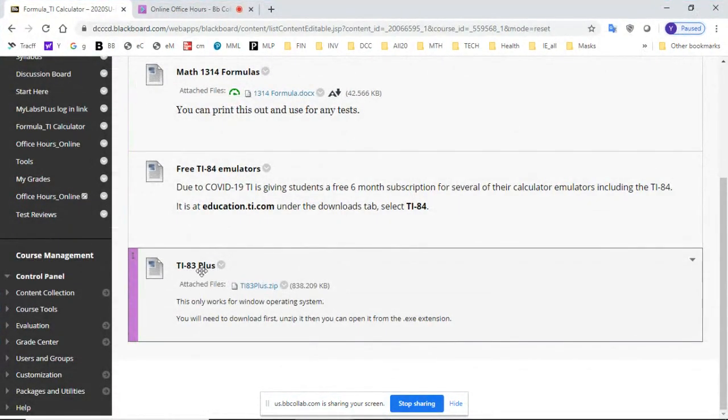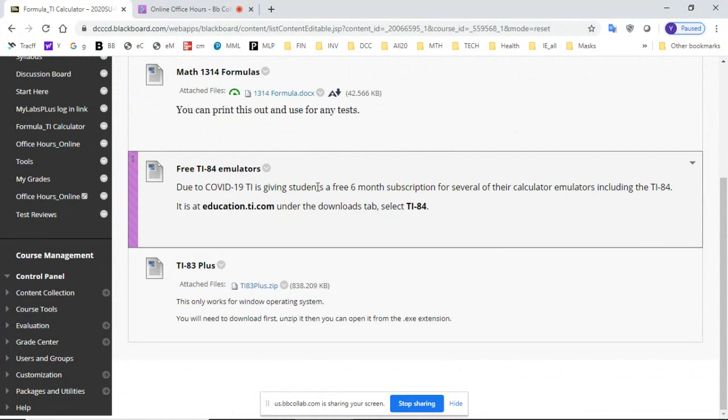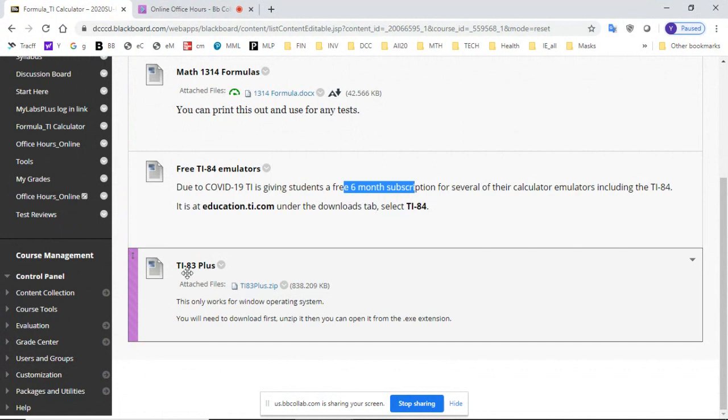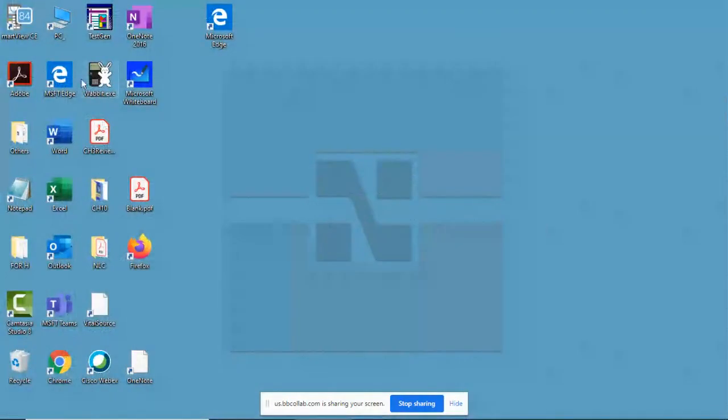It's a TI-83. This one, the TI-84 from the TI company, has a 6 month subscription. This is the one I'm using right now. But I also posted another, the TI-83 Plus. You can download this one and unzip it, and then click the .exe version. It looks like this.